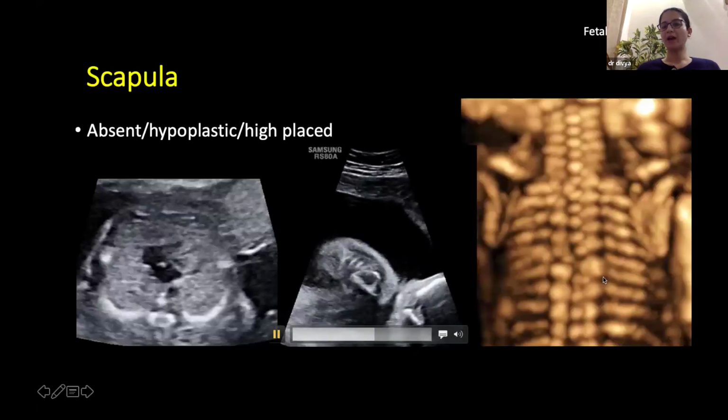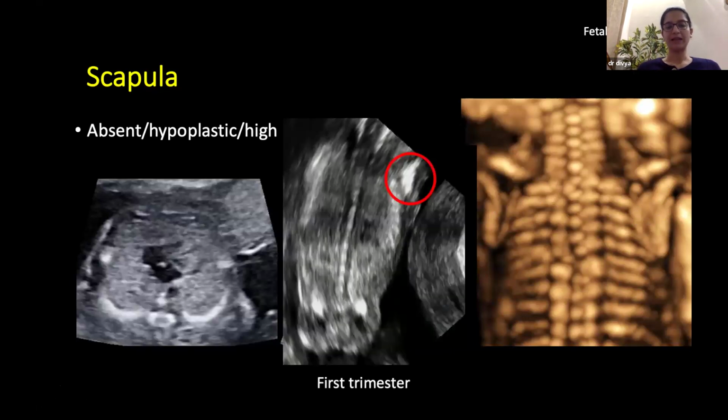3D is a very good tool to have a look at the scapulae. As you can see here in this rendered image, you can easily identify the position and the presence of the scapula on a rendered 3D image. Scapula can also be seen in the first trimester. As you can see in this coronal image of the fetus, this is the spine, the iliac blades on either side, and this structure that you see here is the normal scapula.